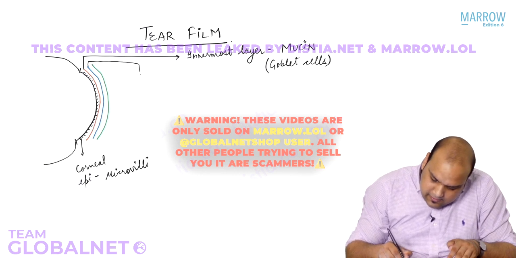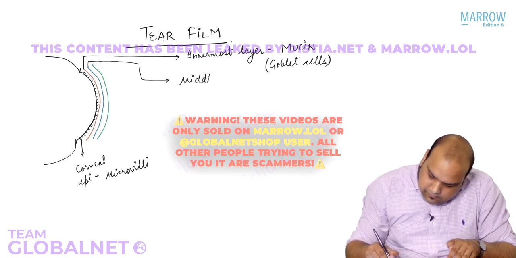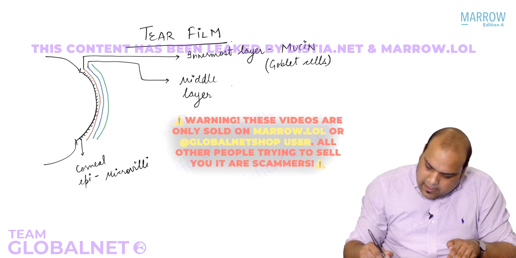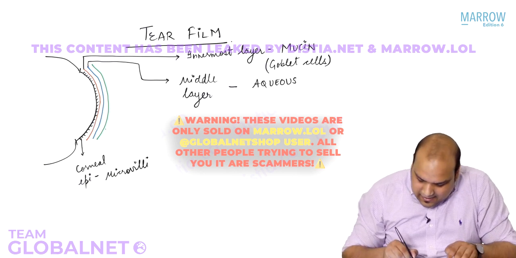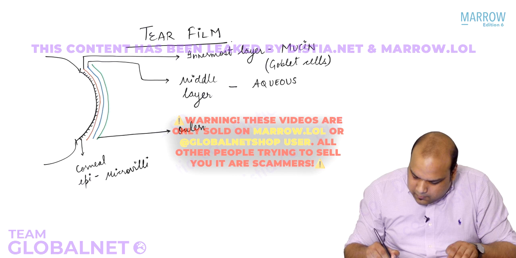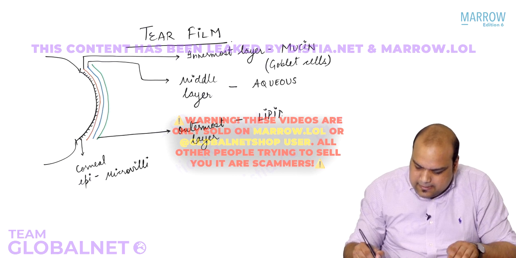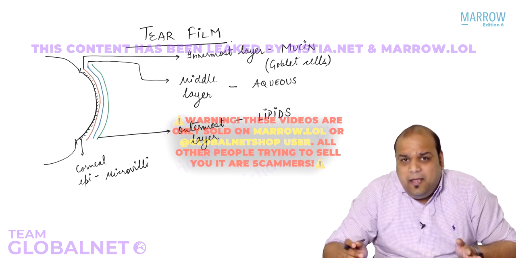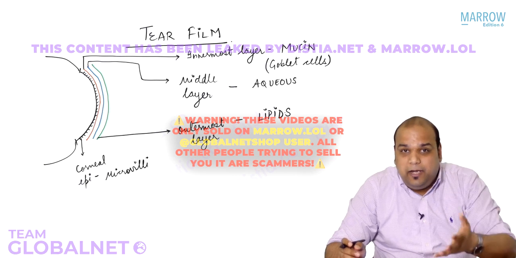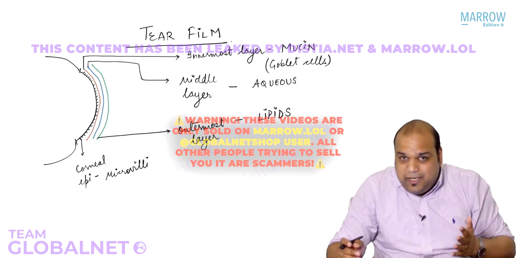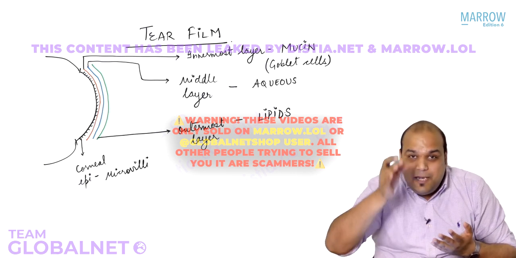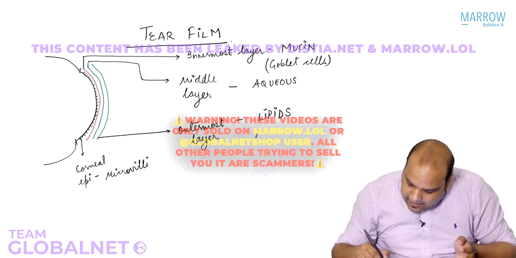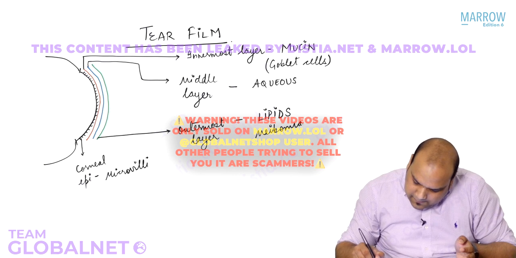Secondly, everybody, middle layer. Middle layer is formed by aqueous, pani, secreted by lacrimal glands. And then, everybody, outermost layer is formed by lipids. Why lipids, everybody? Aqueous, pani will evaporate, aqueous will evaporate, water will evaporate. So we want to stop the evaporation, everybody. So to stop the evaporation, there has to be oil over water, everybody. Yes, oil means lipids, everybody. So lipids, they will prevent the evaporation, and they are secreted by meibomian gland.